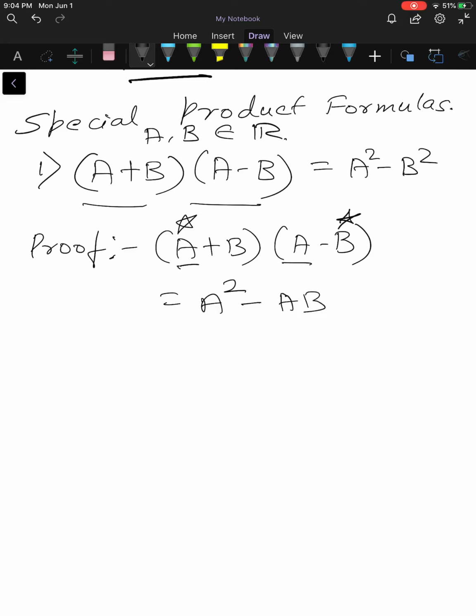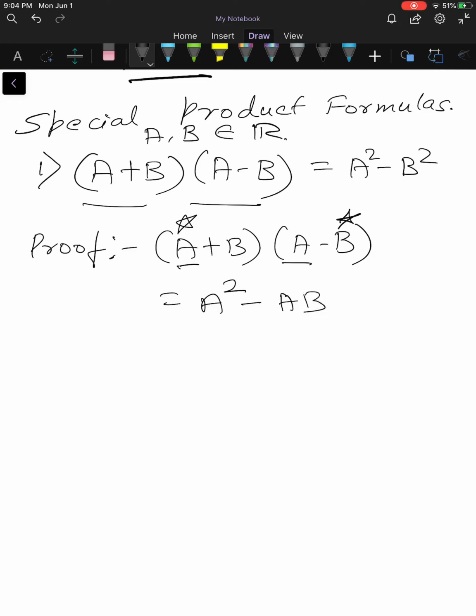But you still haven't learned how to take things common. You will understand the second form of this step when I teach you how to take common factors out of each term. Fifth one: a minus b whole cube is a cube minus 3a square b plus 3b square a minus b cube.